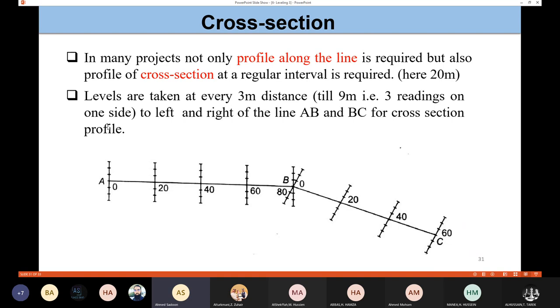Okay. And also we have to do a cross section. If this is the length of the road, also in the width of the road, I need to take leveling. Okay. The leveling process should be made every 20 meters. So after 20 meters, I need to take a cross section. In the cross section, after 3 meters, I need to take leveling here and leveling here and leveling here. So also, I need to make leveling in this direction, and also in this direction. Okay, because this one represents the width of the road, and this one represents the length of the road. So here each 3 meters, and here each 20 meters.